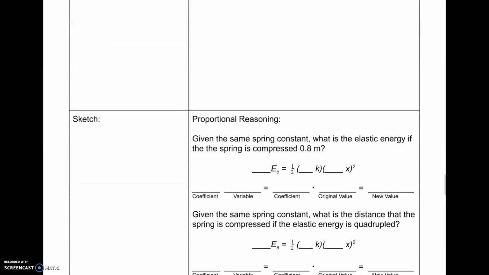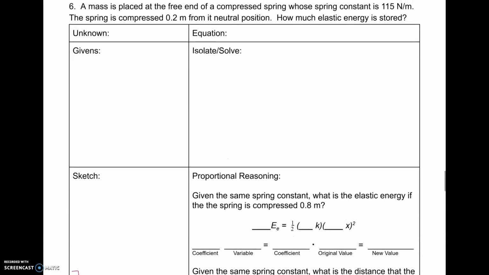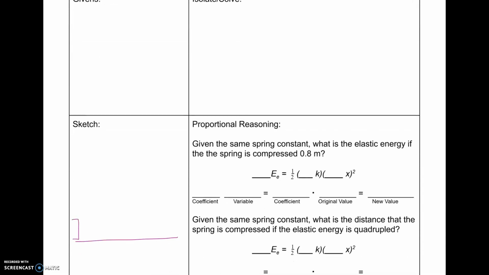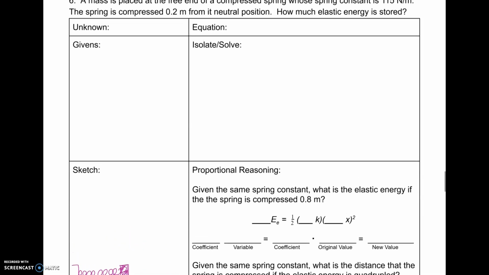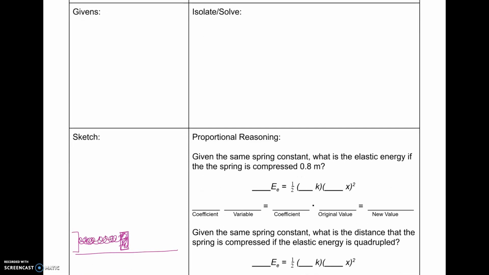So first what we need to do is sketch out our picture. I'm just going to put our ground here, and we have a spring. Attached to the spring is this mass, there's our mass, and it is compressed, so that means this is smushed in.